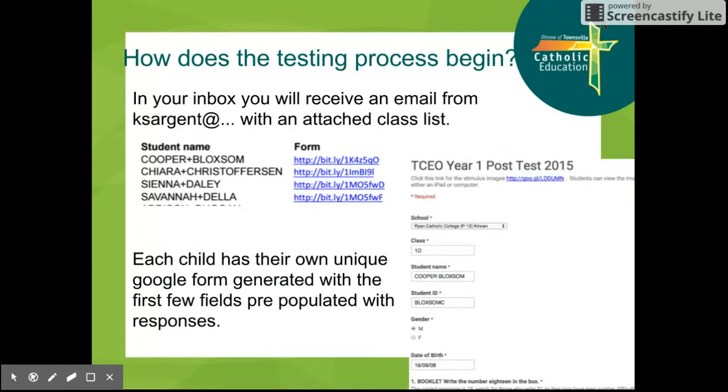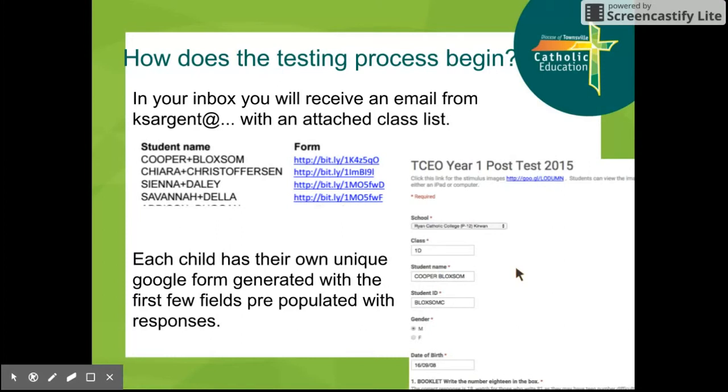So how do we start the testing process? Well, you'll receive an email from myself, Kate, in your inbox, and it'll have an attachment, and the attachment will have your class list. Each child in your class will have a unique Google form that has been created for them. So simply click on the link and it will take you to the Google form that is unique to them.